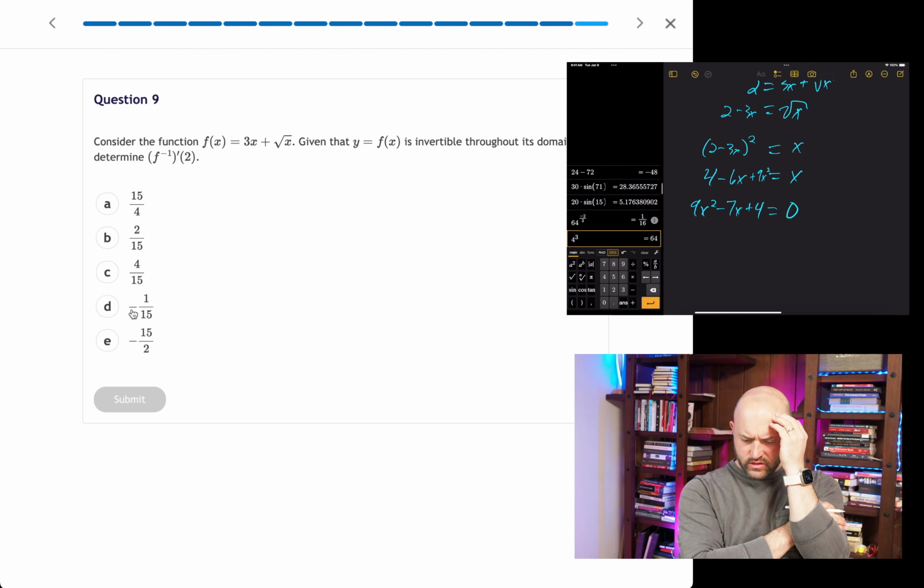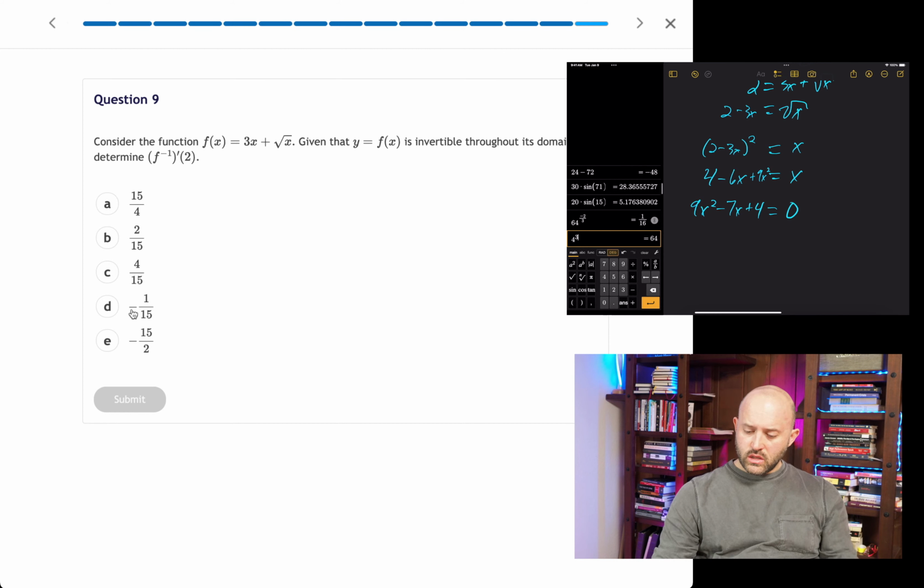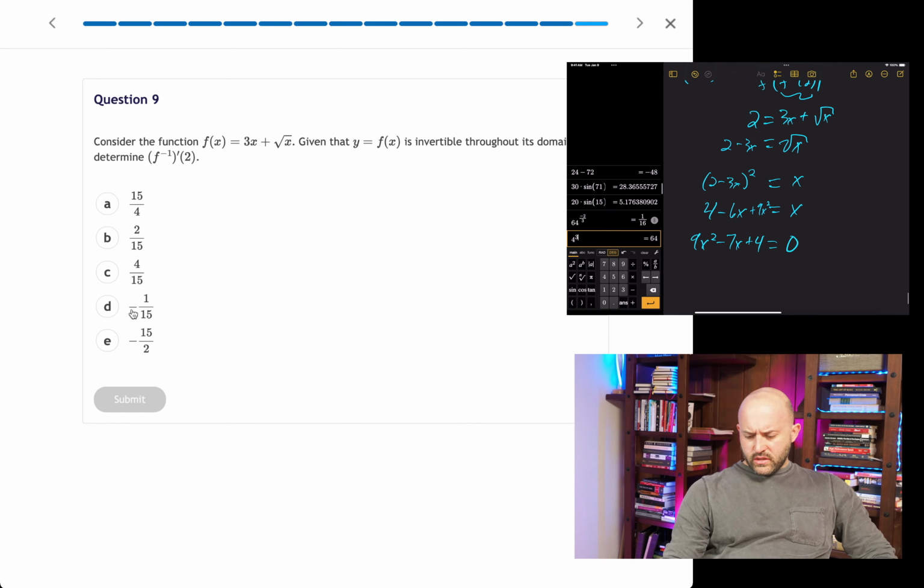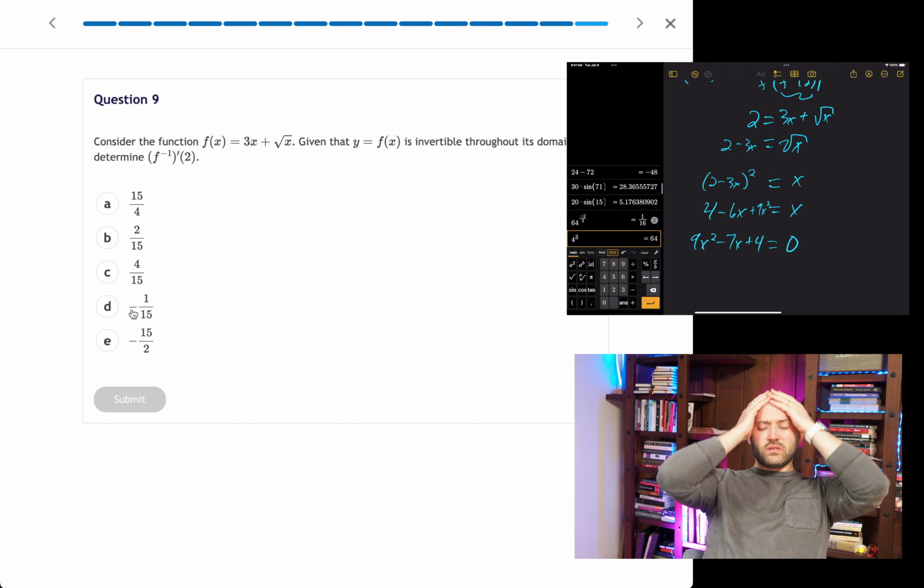This doesn't look particularly nice. What multiplies together to give us 4? Can this be factored nicely?